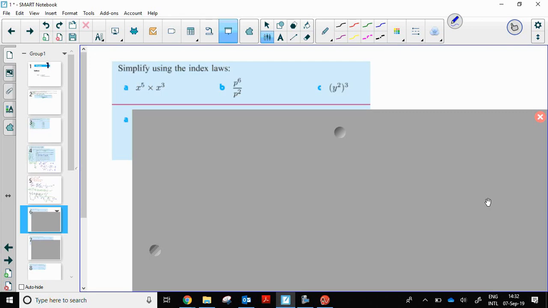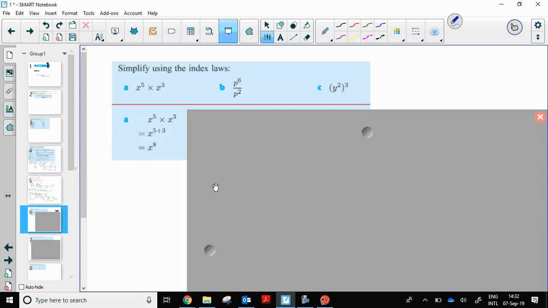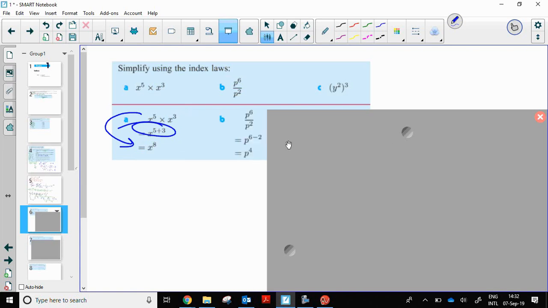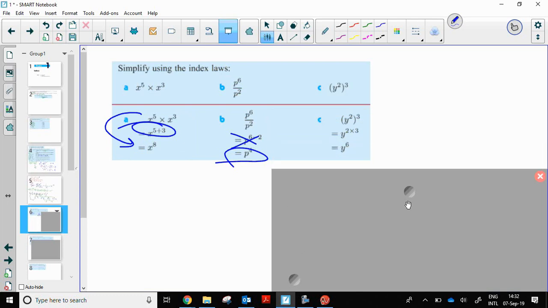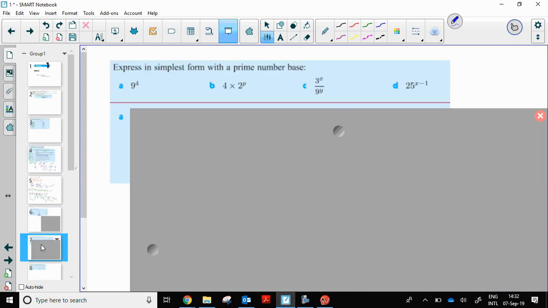Okay, so let's just look at a few simple examples here. The first one, we have x to the fifth times x cubed. In our heads, 5 plus 3, it's 8. There's no need to show this step, please. Just jump right there. Next one, 6 minus 2, 4. Just answer, done. 2 times 3 is 6. It's y to the sixth. Awesome, this stuff's easy. Let's do a little more.